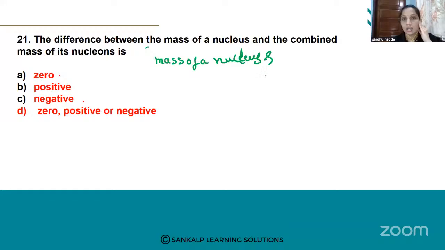Okay, the mass of the nucleus and the combined mass, if we take the difference, what do you get? Whether that may be 0, positive, negative, or 0, positive or negative. See students, here they do not give the values. They give it in the form of statements, right?